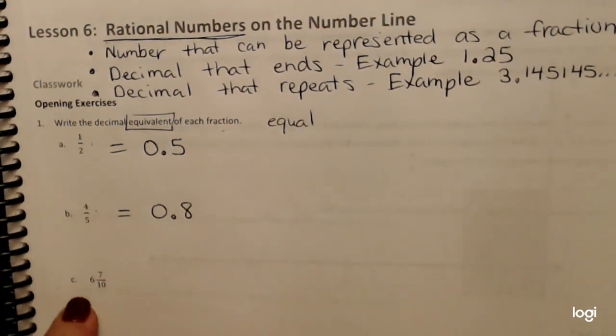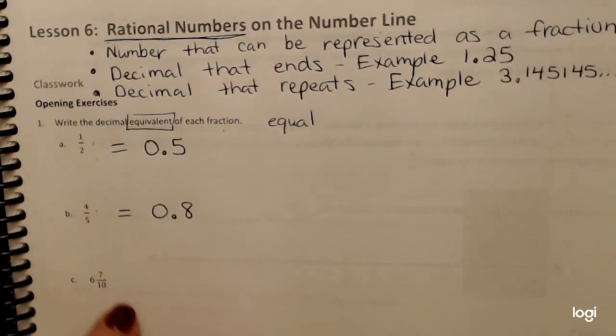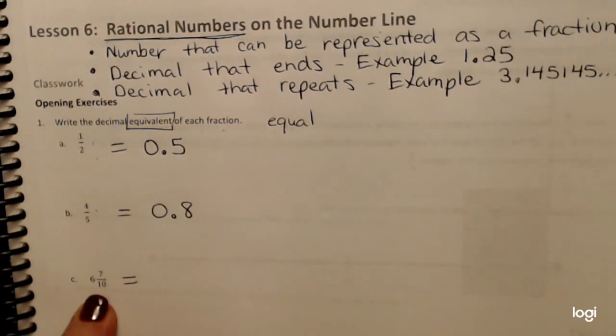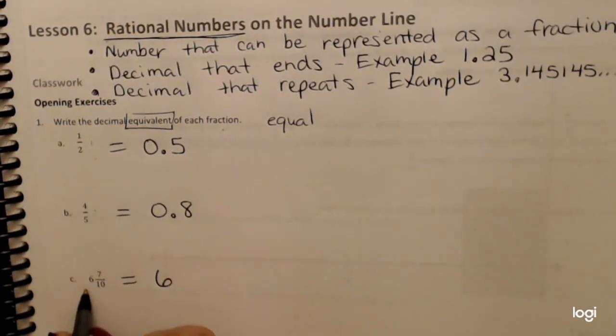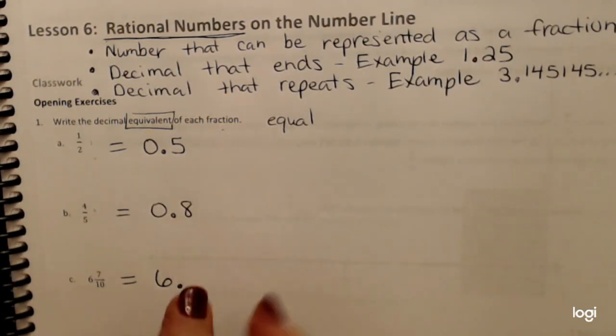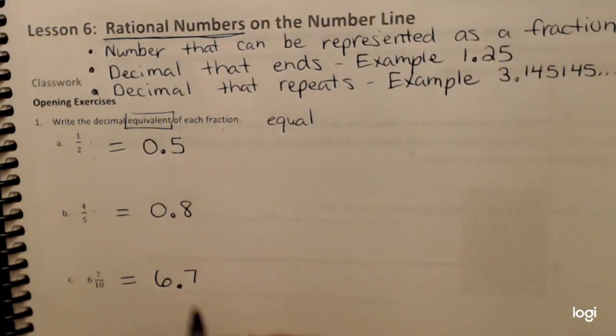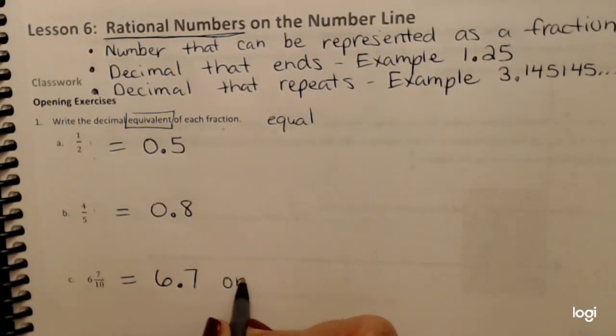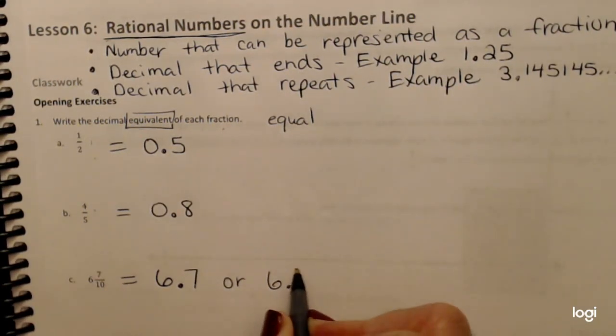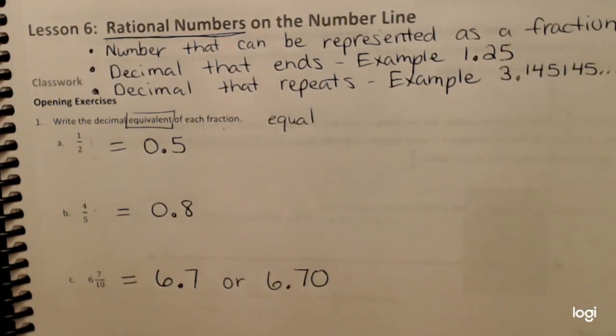Now we're going to do 6 and 7/10. 6 and 7/10 as a decimal is almost exactly as it reads. 6 is the whole number, then my decimal, and 7/10. Some people may write it like this. Some people may also write it like 6 and 7 with a 0. You can add a 0 on the end if you want.